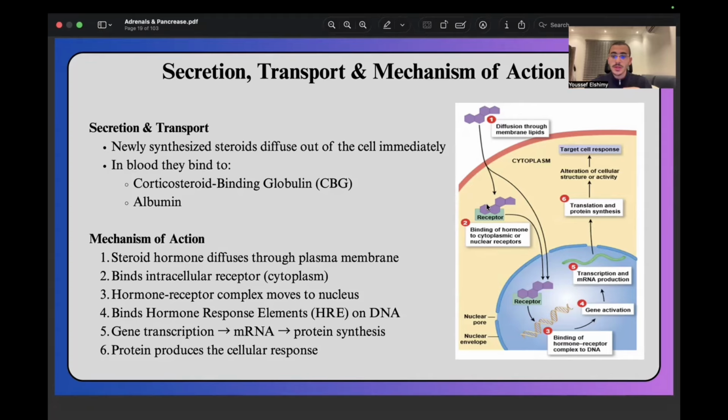And in the nucleus, you have the DNA. DNA has sites called hormone response elements. This is the site to which the complex binds. And once this complex binds to the DNA, this leads to gene activation. And once there's gene activation, there's transcription, there's production of mRNA. This mRNA gets translated into protein, and this protein synthesis alters the cellular activity of the cell.